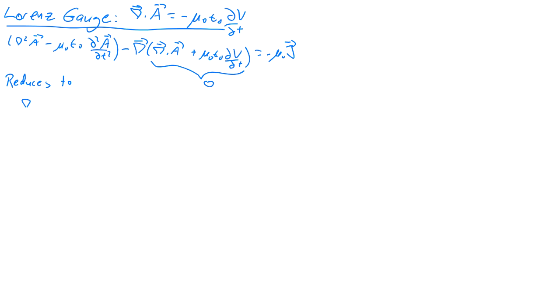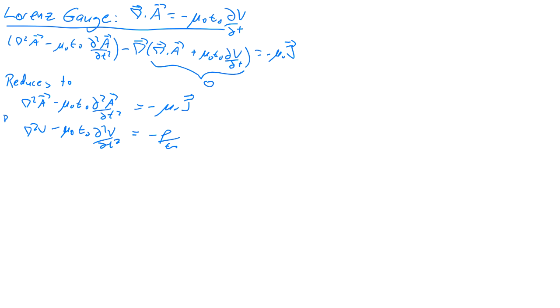I can just write this: the Laplacian of A minus mu naught epsilon naught times the second time derivative of A equals minus mu naught J. Cool. And once you've got that, wow, that looks a lot like our other Poisson type equation. It's really, really parallel to it. That one right there.